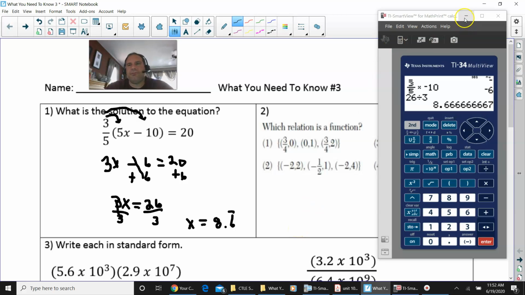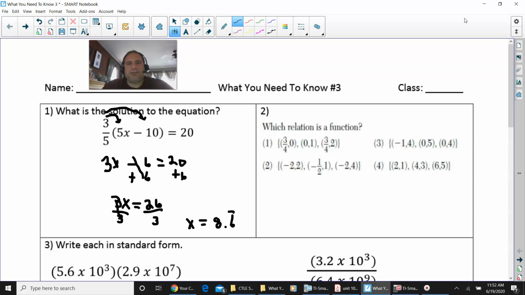All right, number 2, let me get this out of the way. Number 2, which relation is a function? Remember what we went over. A function is when every x, every input, has its own output. Every x has its own y. So if the x repeats, it's definitely not a function, right? Because if an x repeats, it usually goes to a different y, and that would make it not a function.